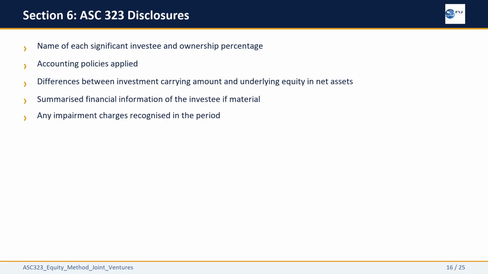ASC 323 requires meaningful disclosure about equity method investments. Investors must disclose the name of each significant investee and the ownership percentage, the accounting policies applied, and any difference between the carrying amount and the underlying equity in net assets. If the investee is material, summarized financial information is also required. Any impairment charges must be separately disclosed. These disclosures give financial statement users the information they need to understand the exposure.